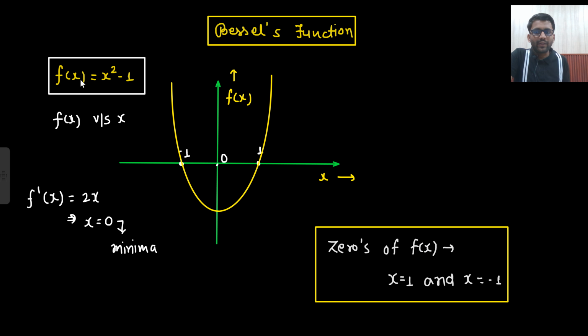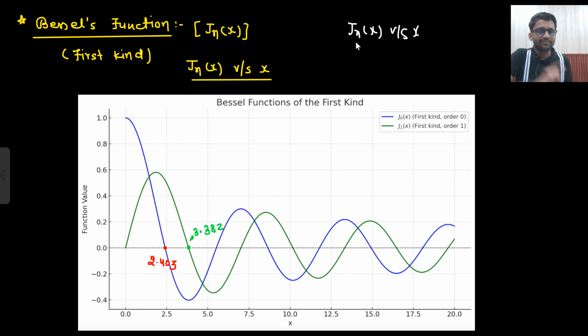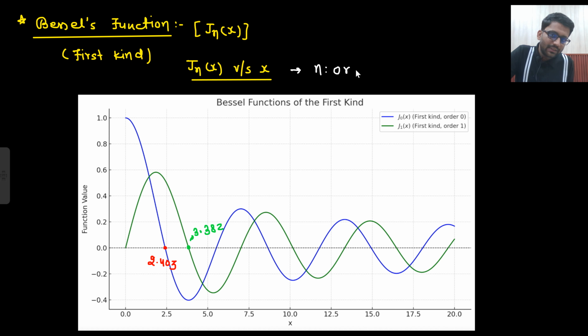Here also we know the graph of f(x) versus x, right? Similarly, here we know the graph of Jn(x) versus x. Where what is your n? n is known as the order of Bessel's function. So with respect to different values of n, you can plot Jn(x) versus x.